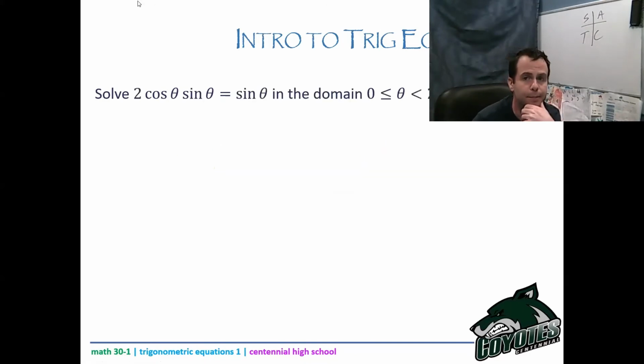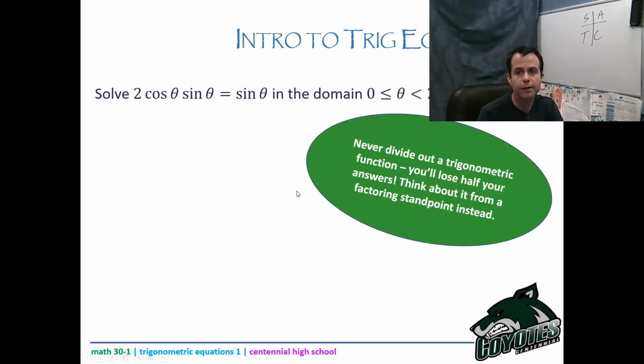The second guy, now there's a very important conversation to have with this guy. Solve 2 cos theta sine theta equals sine theta in the domain, same domain, 0 to 2 pi. What students want to do right off the bat is they look at that and they say, hey, let's just divide out sine. You can never divide by a trigonometric function. That's a super important point to realize. If you divide by a trigonometric function, you wipe out half your answers, and that's kind of unfortunate. So never divide out a trigonometric function. You'll lose half your answers.